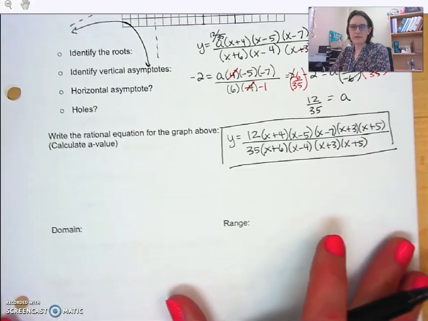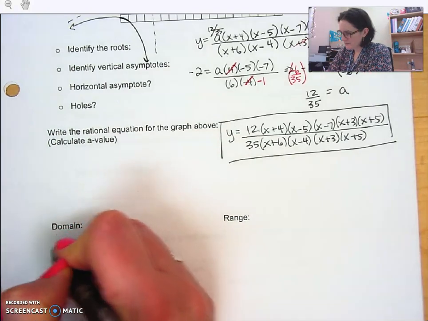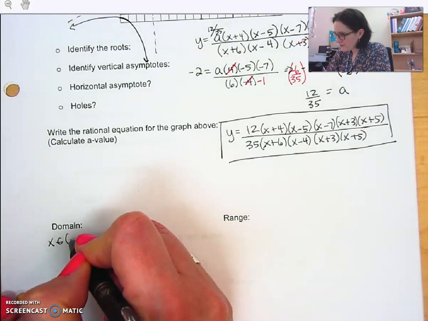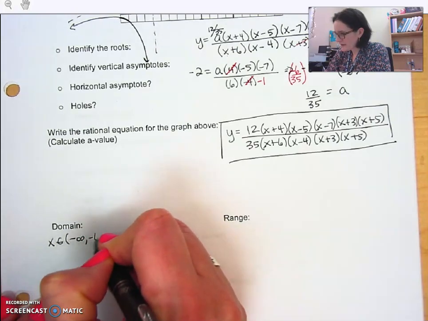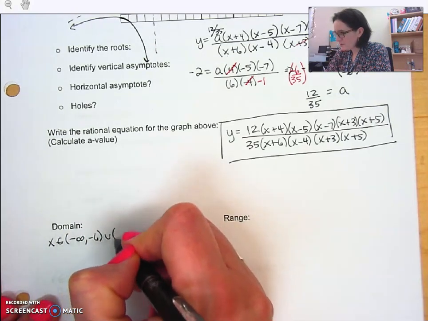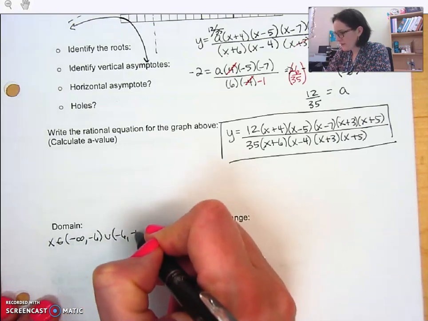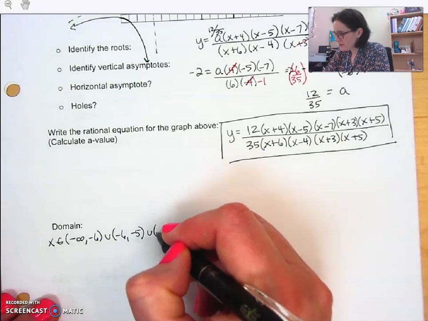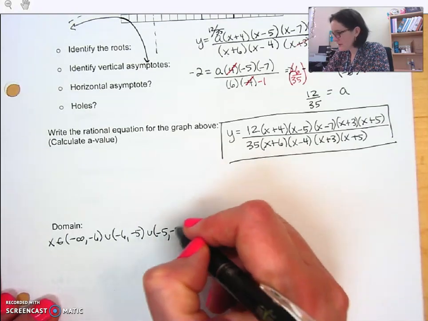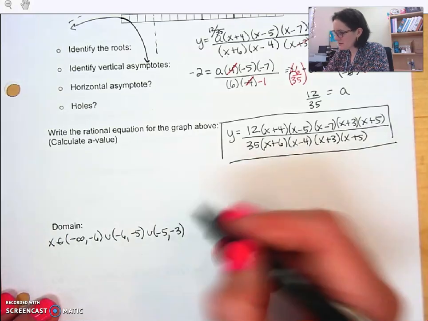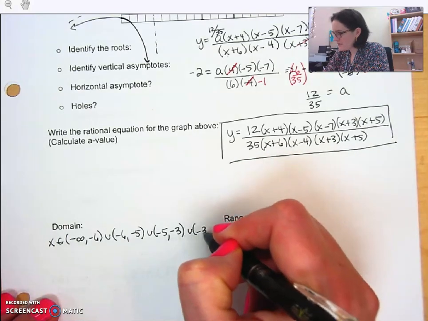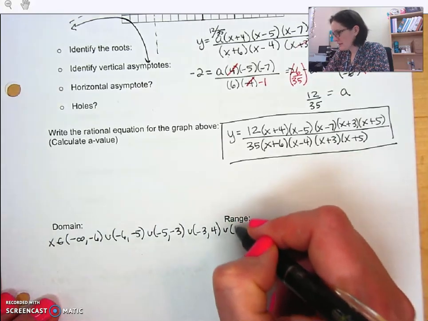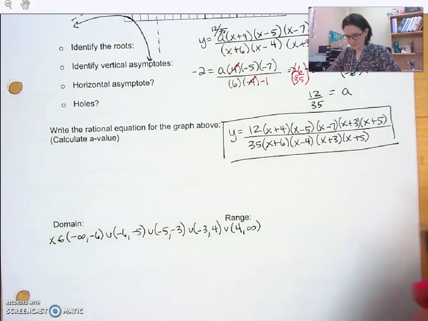So my domain looks like this. x is an element of, the first interval is -infinity to -6, union -6 to -5, the first discontinuity, union -5 to -3, the next discontinuity, union -3 to 4, the second asymptote, and then from 4 to infinity.